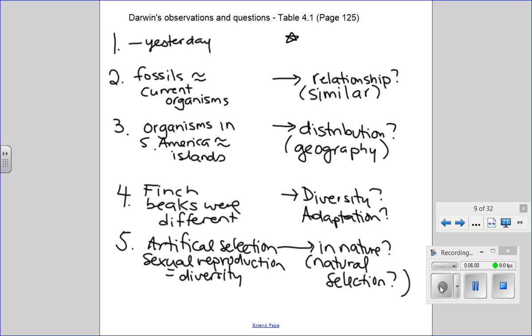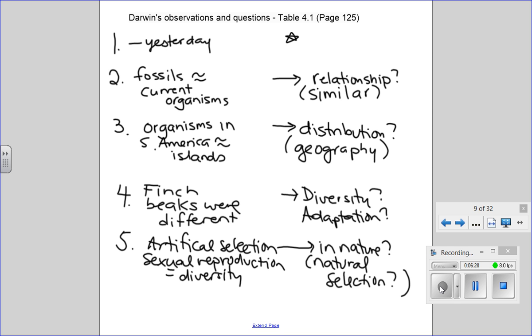Artificial selection means that we are deciding which organisms are going to mate with each other. But he's wondering, is there something that happens in nature that determines which organisms mate with which ones, that isn't a decision we're making, but maybe something about their environment or something about what's happening? So these are all the things that Darwin saw, and this is what led him, as well as Wallace, let's not forget him, to come up with the theory of natural selection.